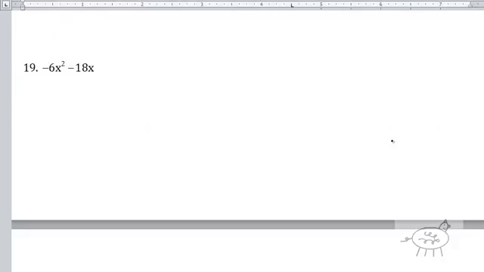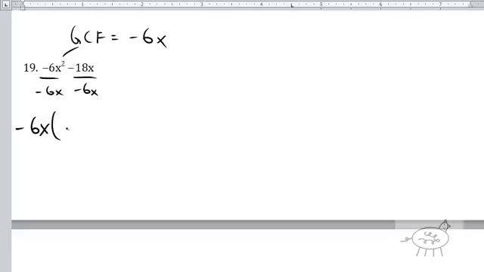Okay, last one here. Basically, I have an x squared and I have an x, and what goes into 6 and 18, the 6 goes into it. And it's negative, so my greatest common factor is negative 6x. We'll divide by negative 6x. I get negative 6x, parenthesis, and that's going to give me just x, and that's going to give me plus 3. Okay, and again, you distribute it, and you get negative 6x squared minus 18x.